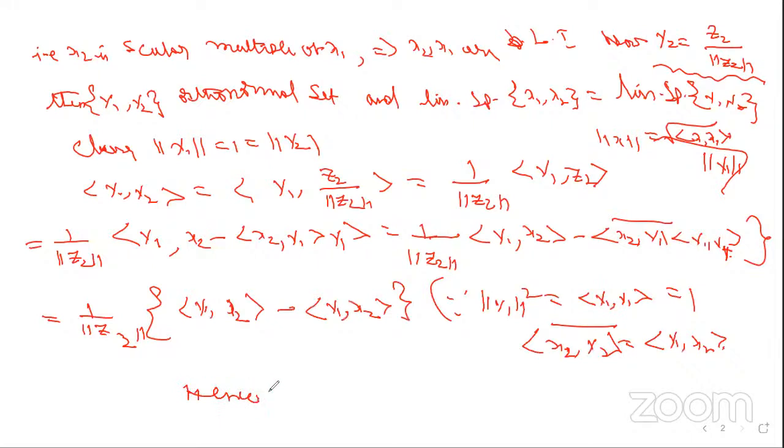Hence, y1 comma y2 is an orthonormal set. Orthonormal set.